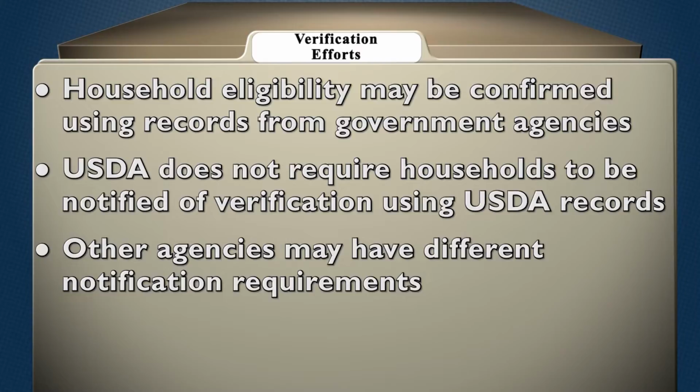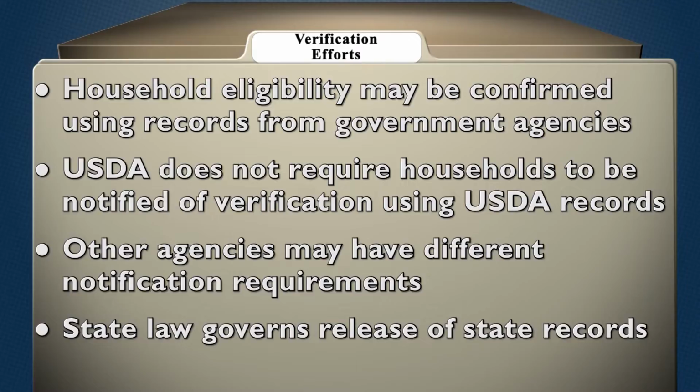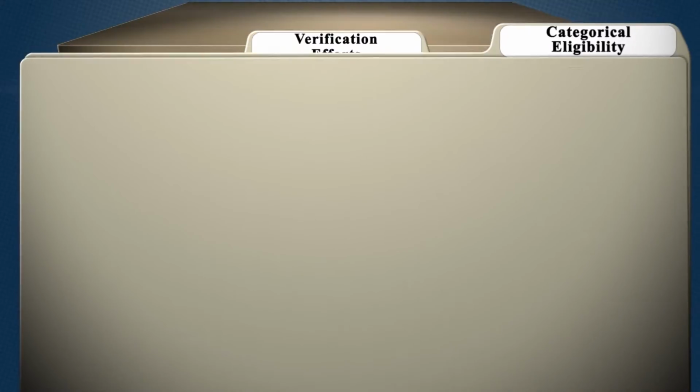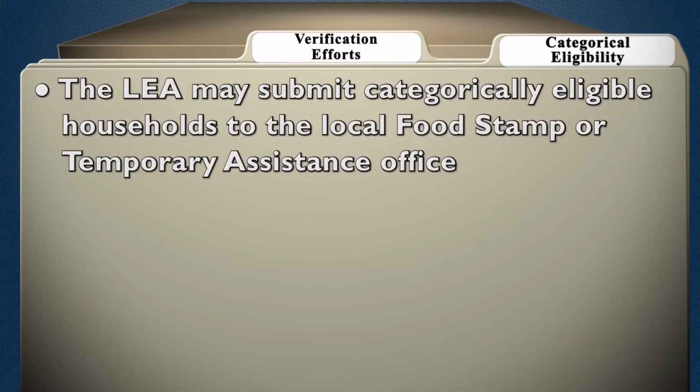One source of agency records is the wage and benefit information maintained by the state employment agency, if that information is available to the verifying official. State law governs the release of any information contained in state records. The LEA may also submit the names and case numbers of categorically eligible households to the local food stamp or temporary assistance office, which are permitted by law to release eligibility information to other federal assistance programs and federally assisted state programs.